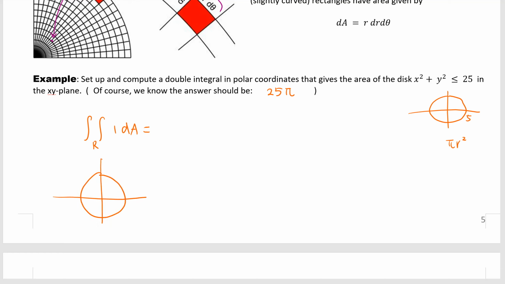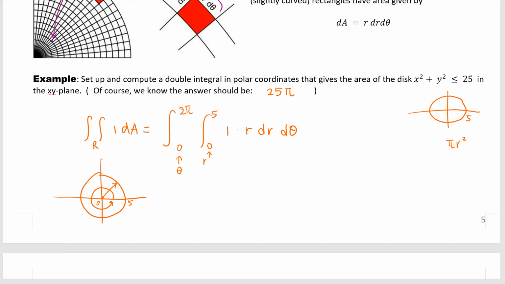Okay, so we have integral 1, and dA is r dr d theta. So let's look at our r. Our r goes from 0 to 5, right? So r values go from 0 to 5. How about our theta? Well, our theta goes from 0 to 2 pi. So far so good. This is the whole disk.